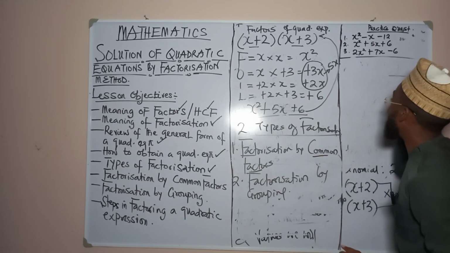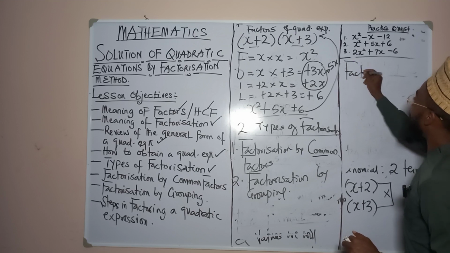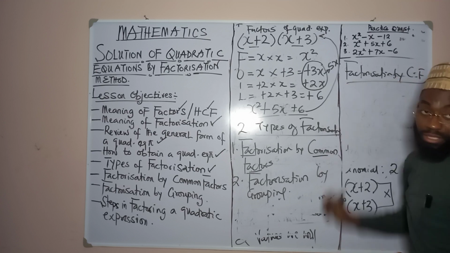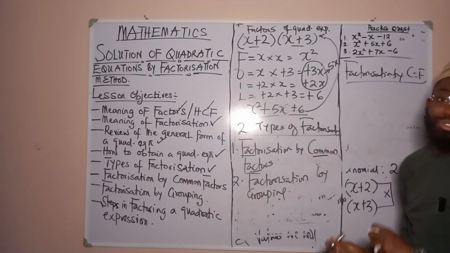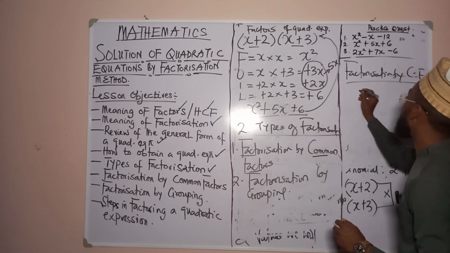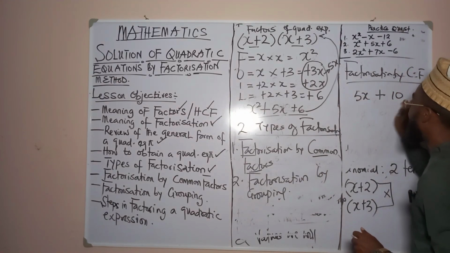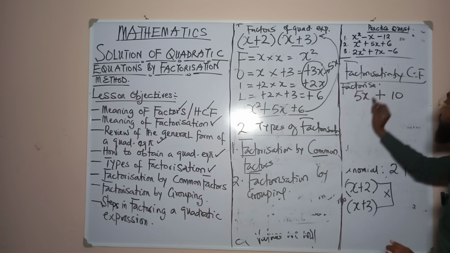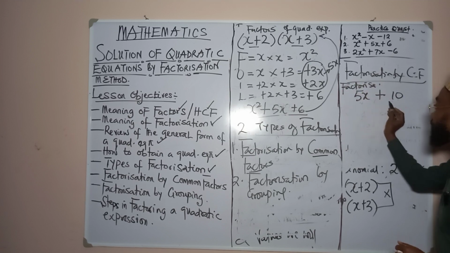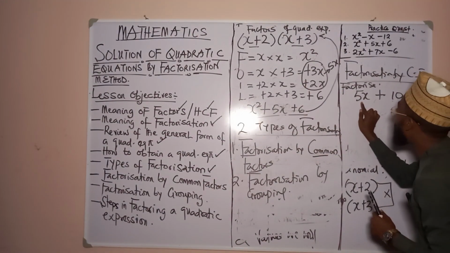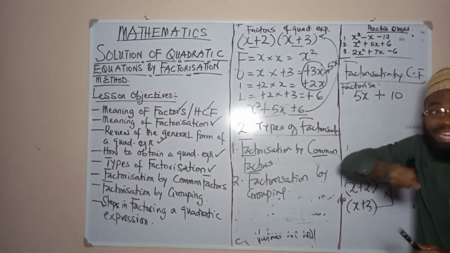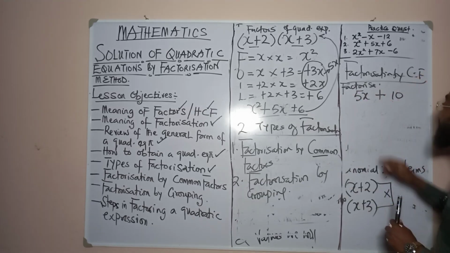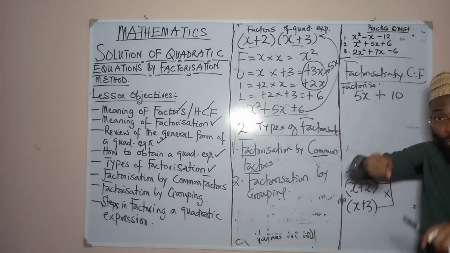Factorization by common factors, or CF, simply means bringing out the HCF. Take for instance, I have 5x plus 10. Somebody can ask you, factorize this. Now, if you look at the terms in this expression, you see that there is something common between this and this. Bringing out that thing that is common, which is the HCF, that's why we talked about HCF earlier, is what we call factorization by common factors.